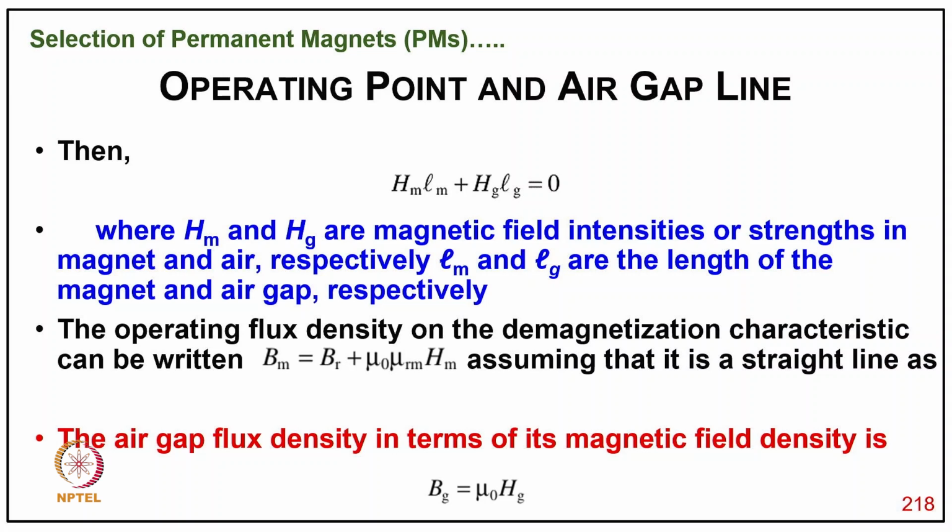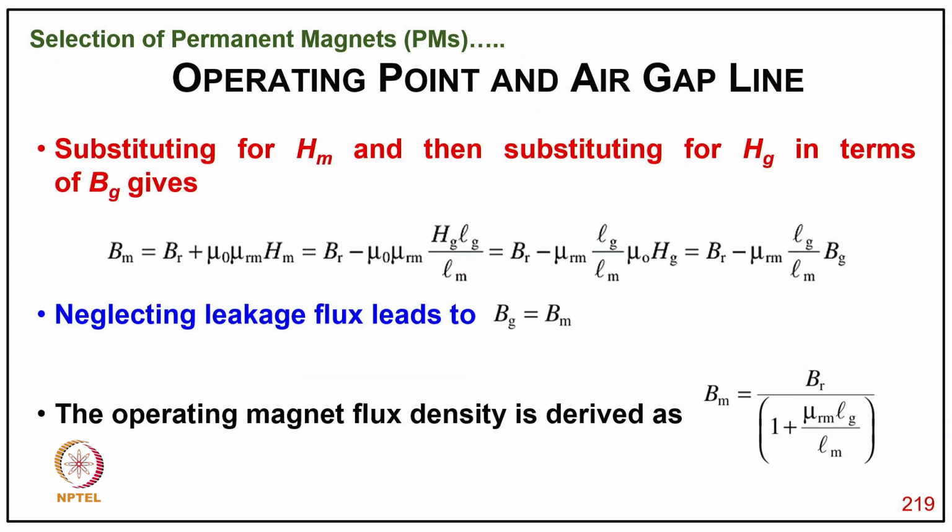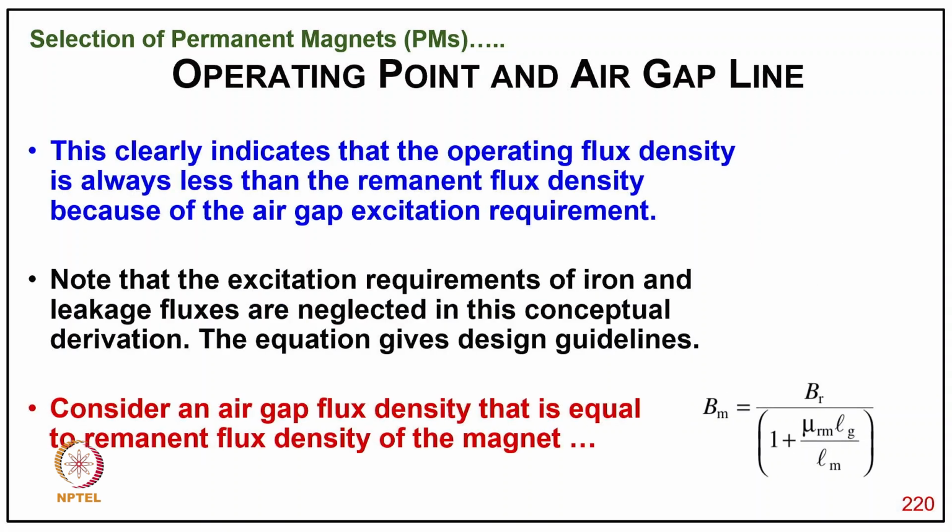The air gap flux density in terms of its magnetic field intensity can be expressed as Bg equals mu0 Hg. Substituting Hm in terms of Hg, Bm equals Br plus mu0 mu rm Hm, equals Br minus mu0 mu rm Hg Lg upon Lm, or Br equals Bm plus mu rm Lg upon Lm mu0 Hg, or Br equals Bm plus mu rm Lg upon Lm into Bg. Neglecting the leakage flux, considering Bg equal to Bm, the operating flux density is derived as Bm equals Br upon 1 plus mu rm Lg upon Lm.